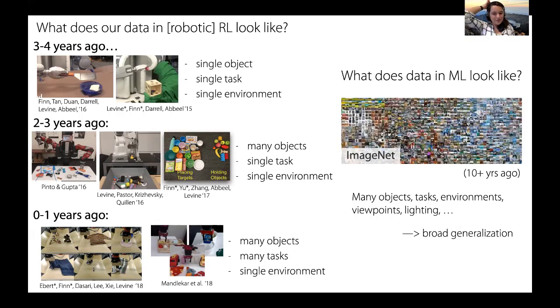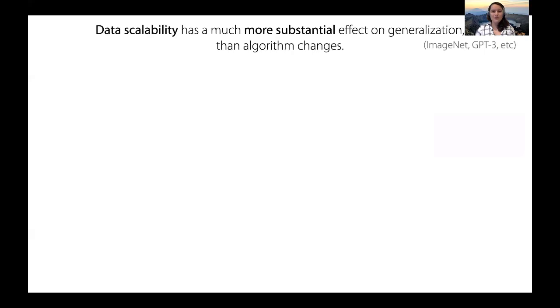Essentially, by training on a much broader data distribution, we get much broader generalization. So this makes a lot of sense, and maybe I don't need to tell you this if you're already in computer vision and you already do this. But what we've seen time and time again is that data scalability has a much more substantial effect on generalization compared to algorithm changes. And we've seen this with ImageNet, we've seen this with GPT-3 most recently, and so forth.